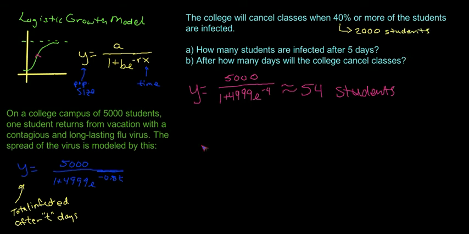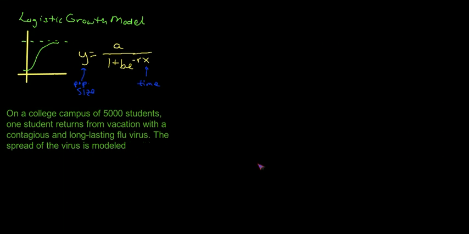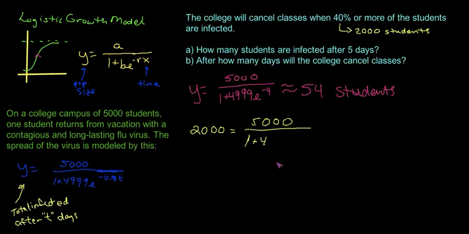where 2,000 would be the number of students, our magic number. When we hit that number, we know that we're at 40%, equals 5,000 on top. And then on the bottom, a little different this time, not quite as quick and simple as the last one. This time our t value is what we're actually trying to find. So negative 0.8 times t.